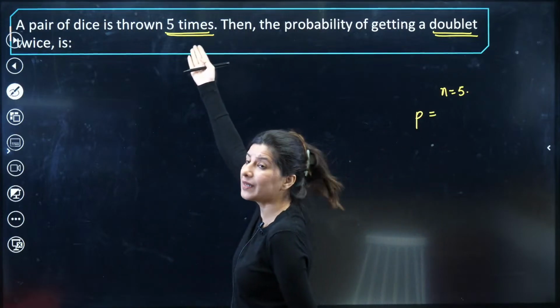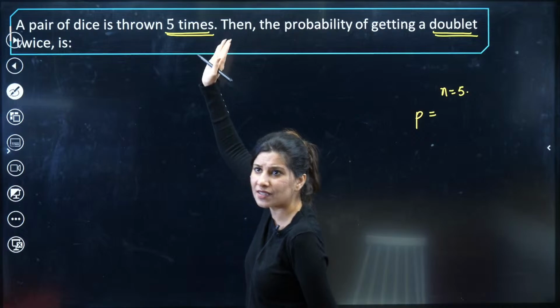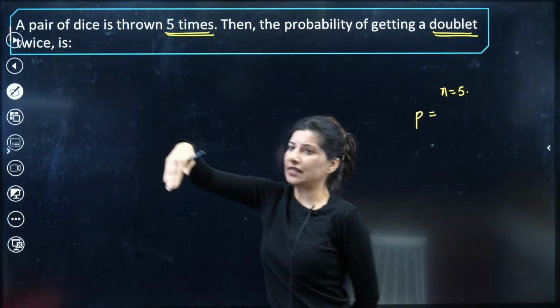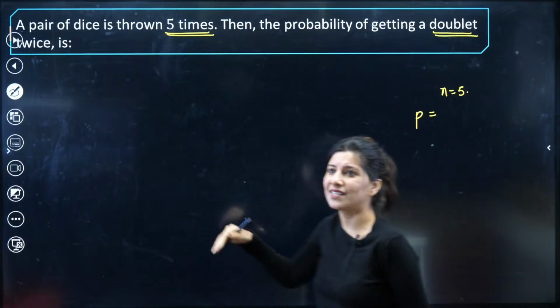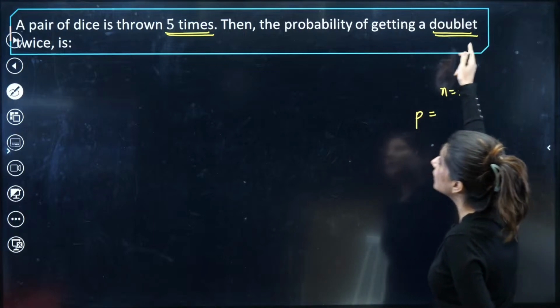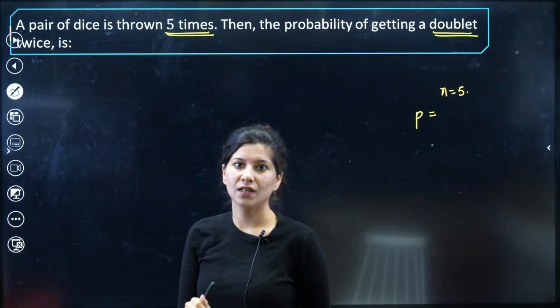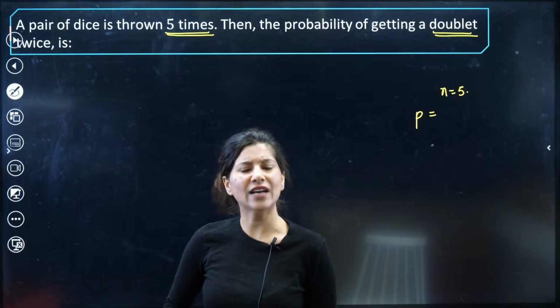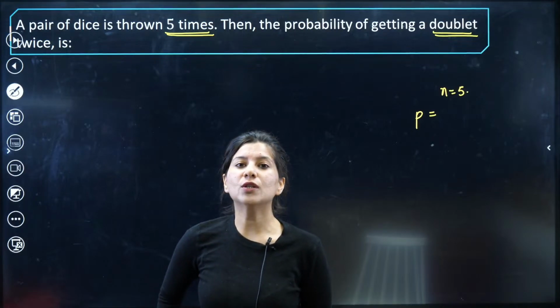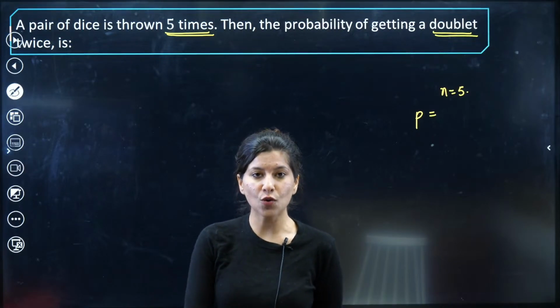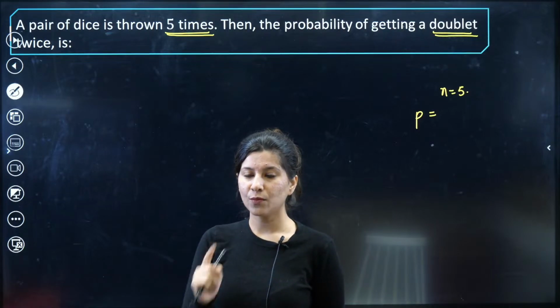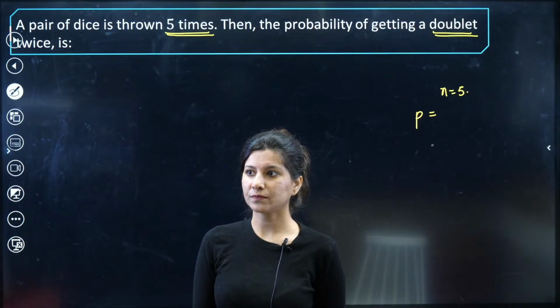The first statement, they will do 5 times. Ignore this. Just ignore this. Delete this. Remove this. Just focus on this: probability of getting a doublet. Twice and so on, leave that also. Probability of getting a doublet, who is going to tell me? If I throw a pair of dice only once, probability of getting a doublet.